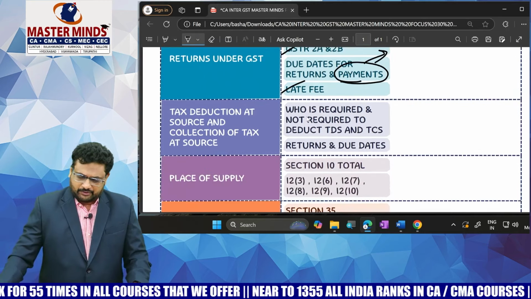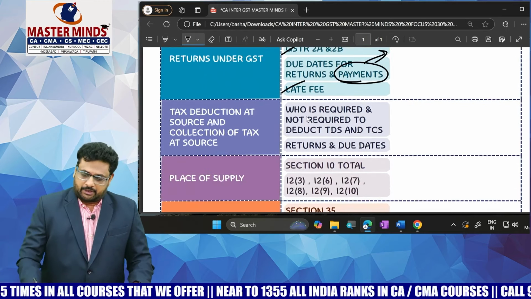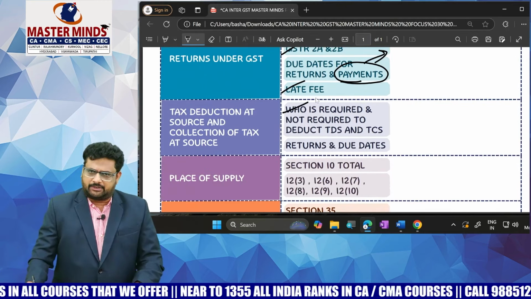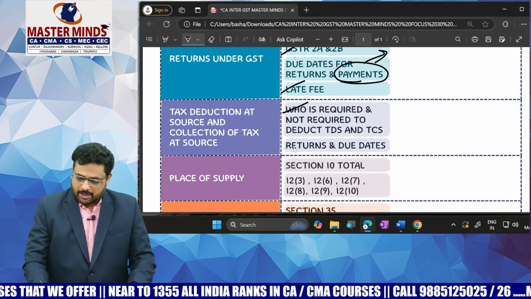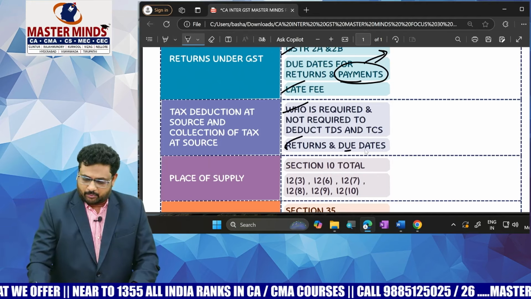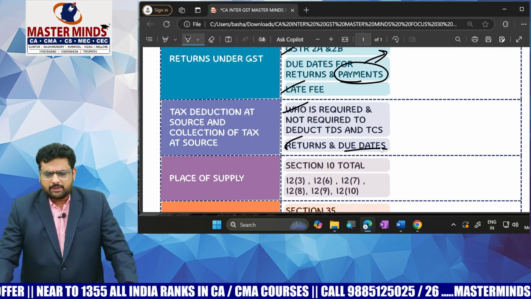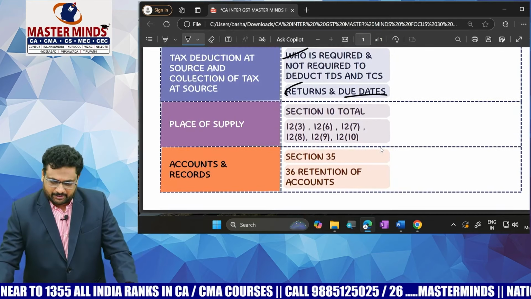And TDS and TCS, with respect to that, who is required to deduct the TDS and who is not required to deduct the TDS as well as TCS, what are the returns you need to submit, and what are the due dates of these two. These are the important areas in this particular chapter.